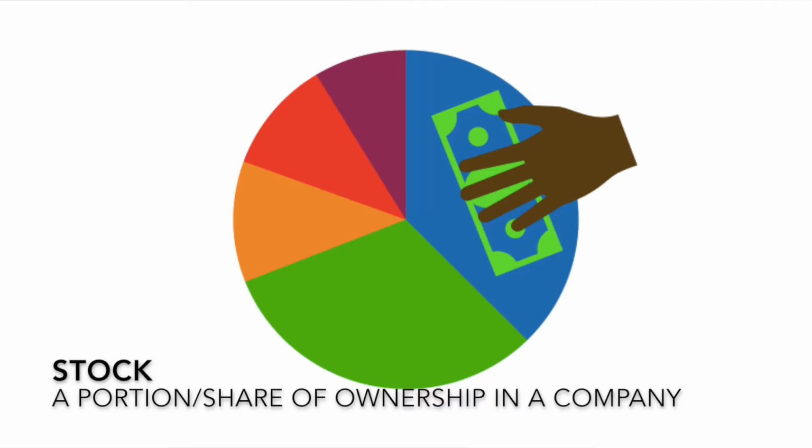Our first vocabulary term is stock. A stock is a portion or share of ownership in a company. If you own a stock, then you are a part owner of the company from which you bought the stock. For example, if you bought a stock in Coca-Cola, you'll be part owner of the Coca-Cola company.